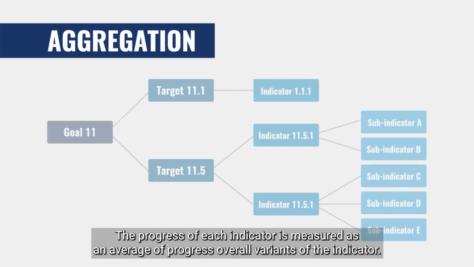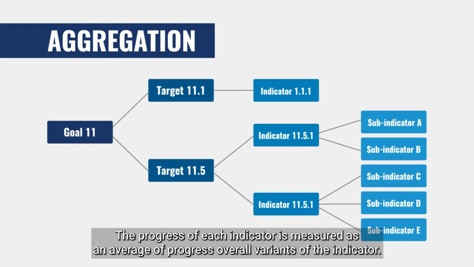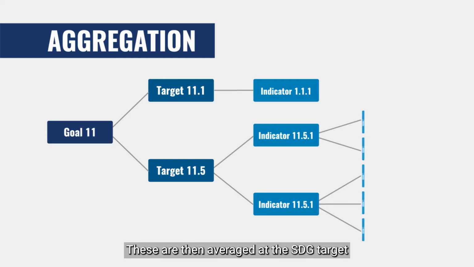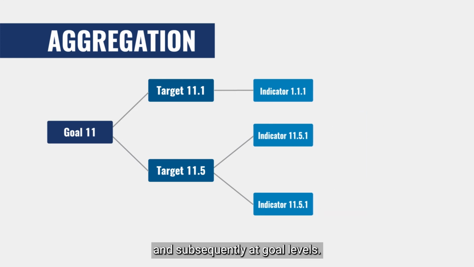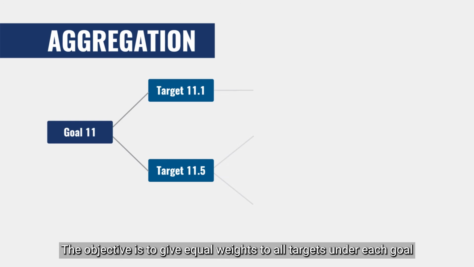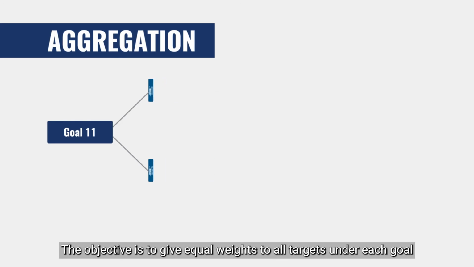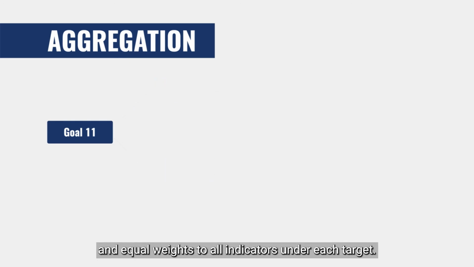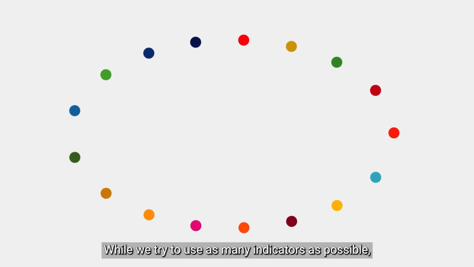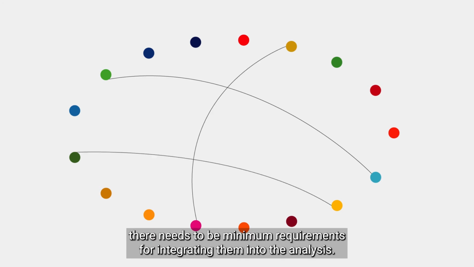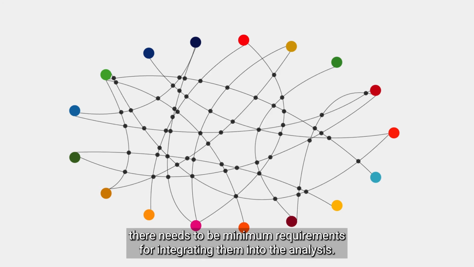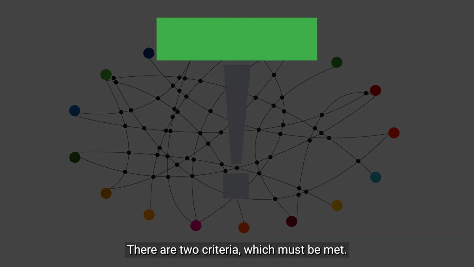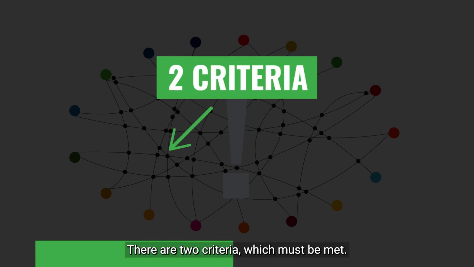Let's move on to aggregation. The progress of each indicator is measured as an average of progress over all variants of the indicator. These are then averaged at the SDG target and subsequently at goal levels. The objective is to give equal weights to all targets under each goal and equal weights to all indicators under each target. While we try to use as many indicators as possible, there needs to be minimum requirements for integrating them into the analysis. There are 2 criteria which must be met.